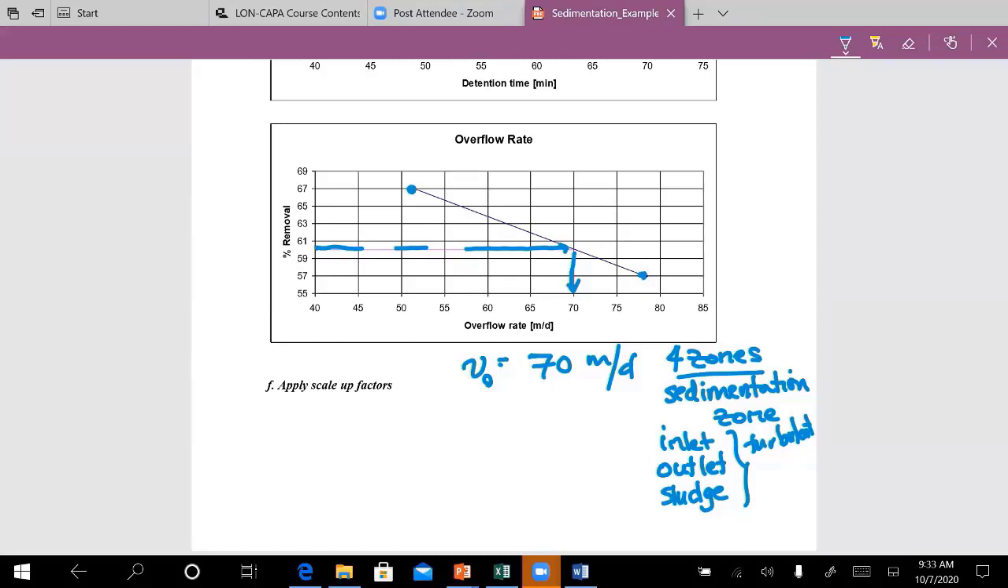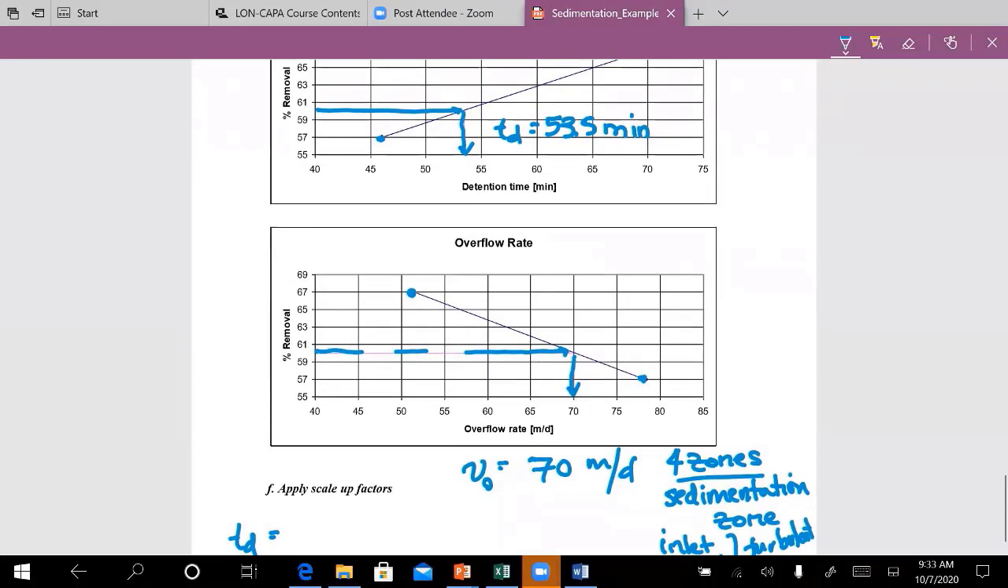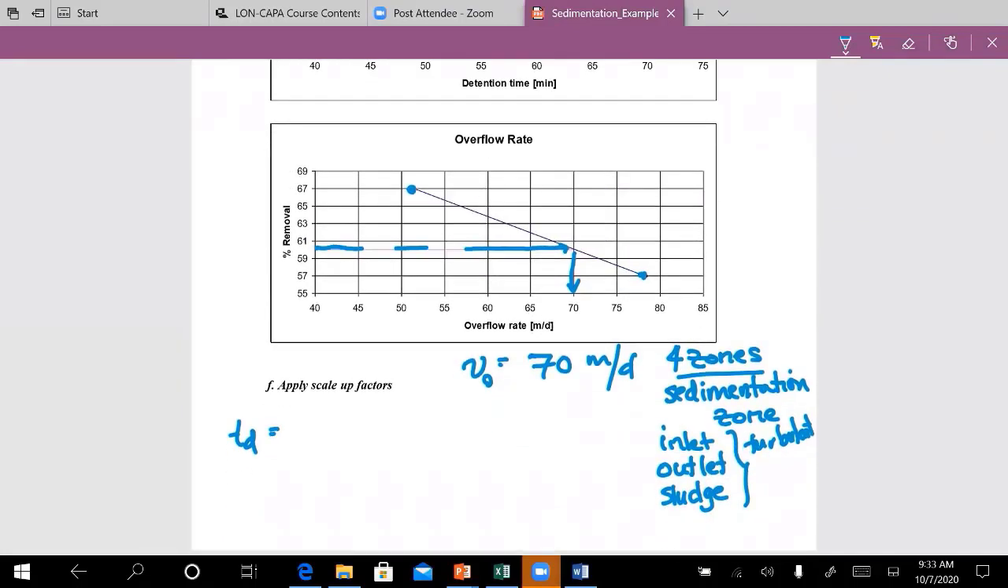So because of that, what we need to do is use scale-up factors to adjust for the fact that our basin has to be much larger than what we would predict based on this analysis. So based on that, our detention time will take this 53.5 minutes, and typically we multiply that by a factor of about 1.75.